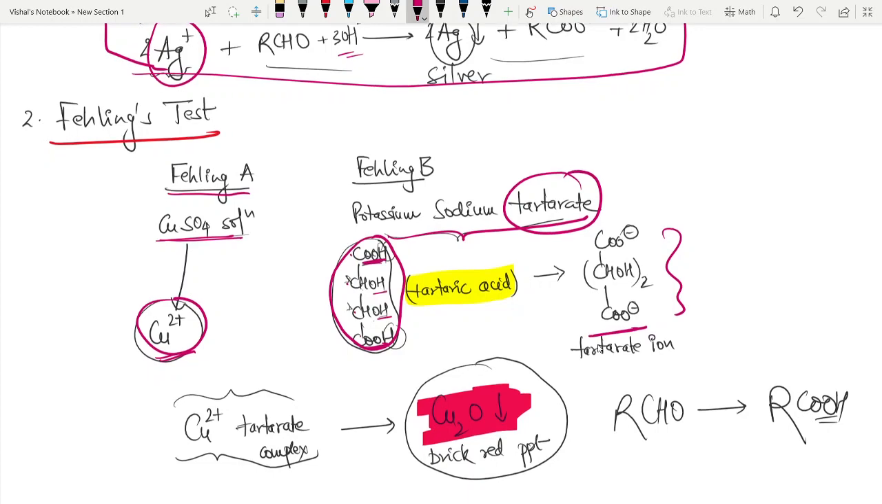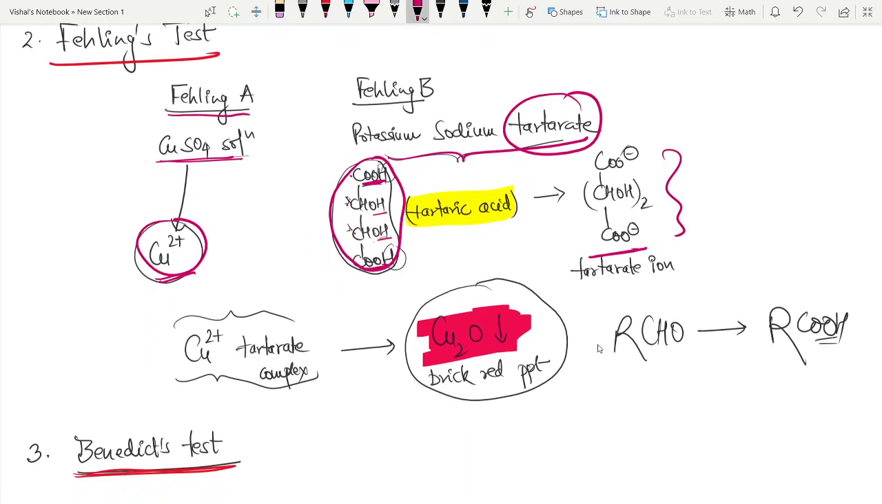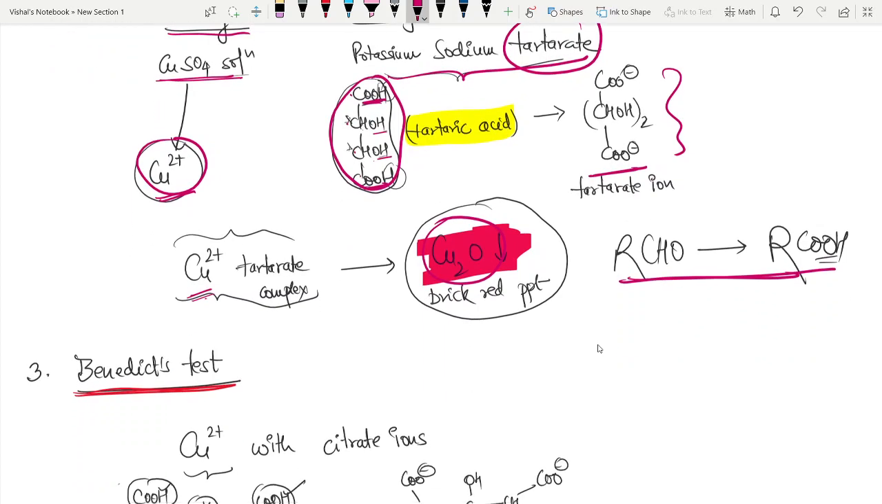But when the redox reaction occurs, the Cu2+ will get converted into Cu+, which will form the cuprous oxide of copper, Cu2O, which is a brick red precipitate, right? And at the same time, this oxidation will also occur. So in Fehling's test, you will get a brick red precipitate which will indicate that the sugar is reducing. Then you have Benedict's test.